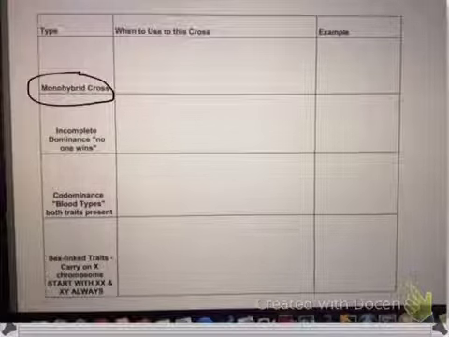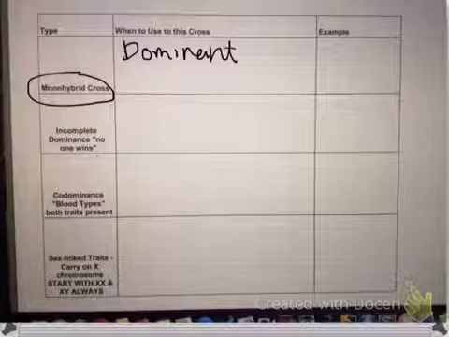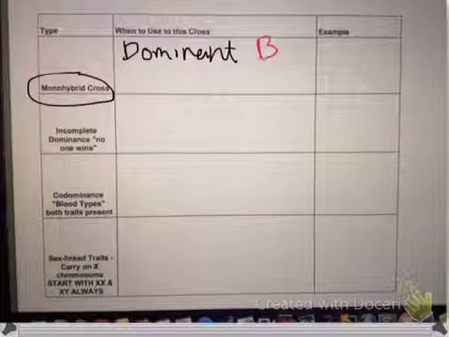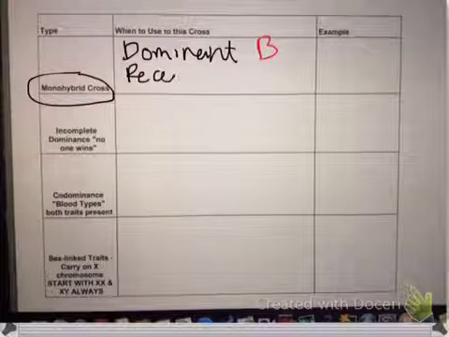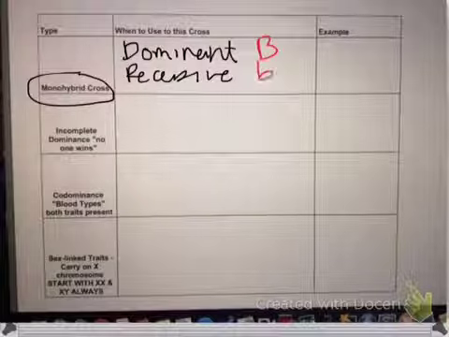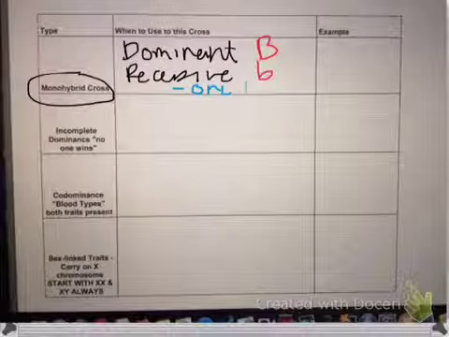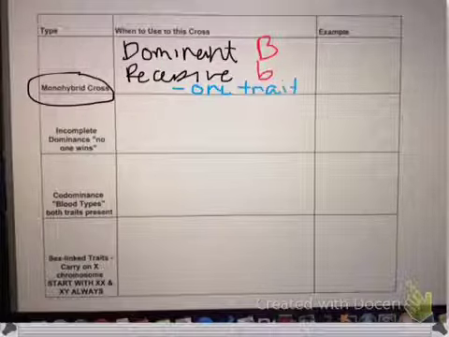All right, so this is going to be a review of everything that we have covered so far in heredity. The first type of heredity we did was something called a monohybrid cross. This is when we had a dominant trait represented by a capital letter, and we had a recessive trait represented by a lowercase letter. We use this when we have one trait that we're looking at that's either dominant or recessive.